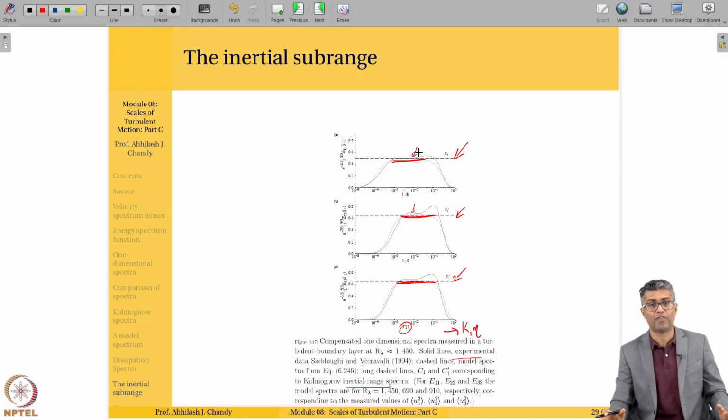Everywhere else, of course, it will vary, because epsilon to the negative 2/3 kappa to the minus 5/3 times E11 of kappa would be equal to that constant multiplied by f_L multiplied by f_eta. So in the energy containing range and the dissipation range, it's not going to be a constant. In the inertial subrange, it is going to be a single constant value. That is what you're seeing here.